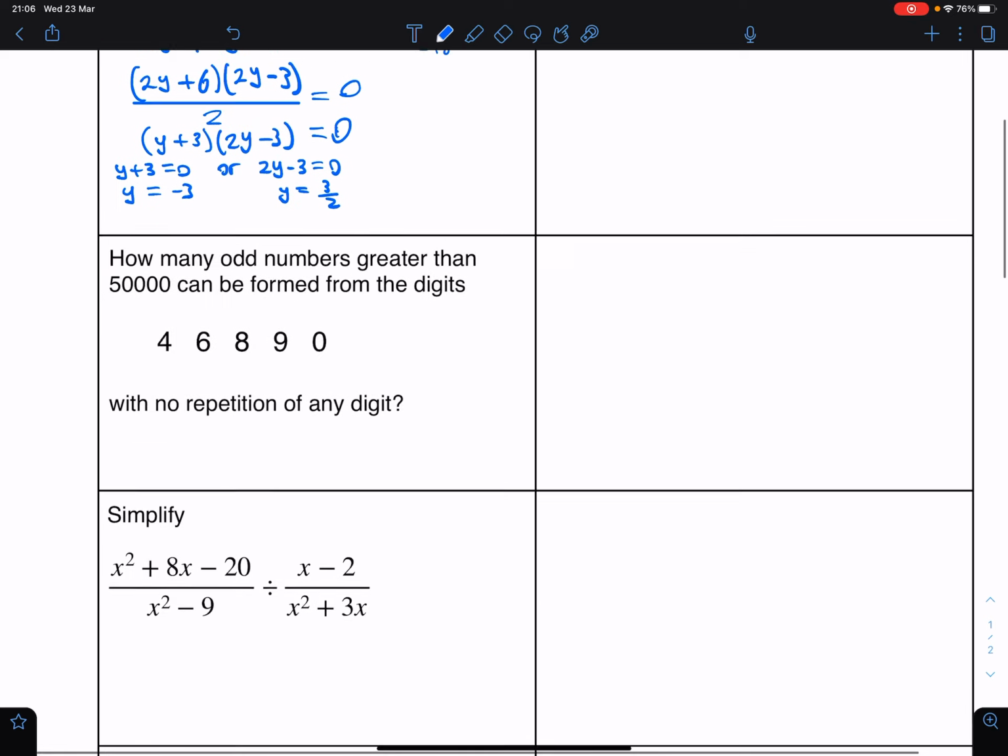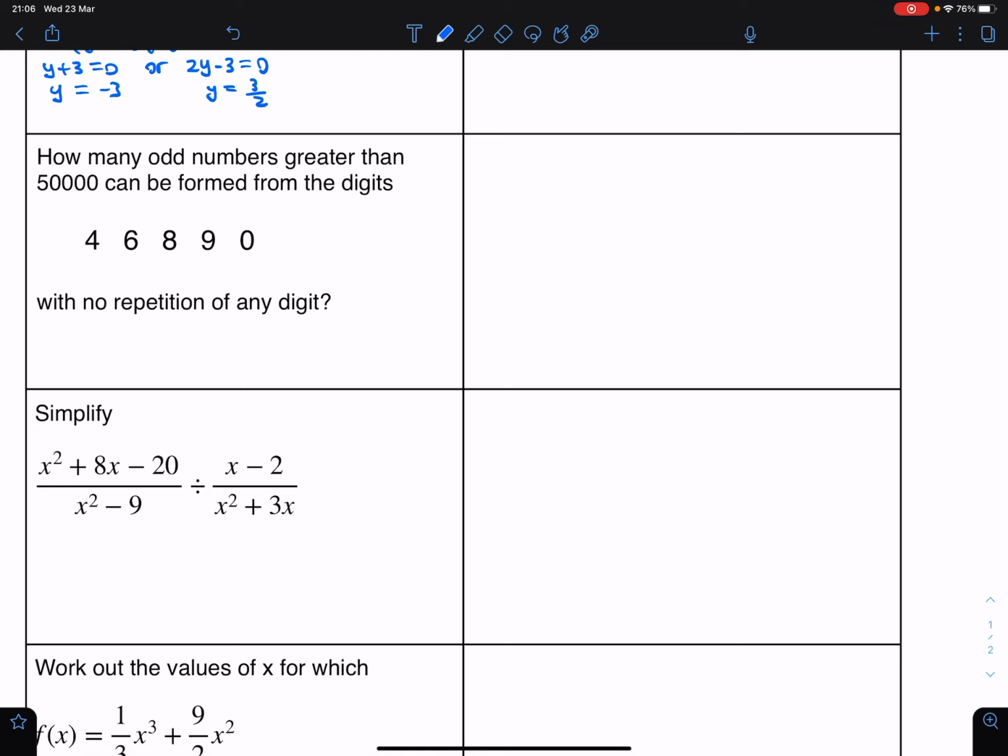First question done. Next, how many odd numbers greater than 50,000 can be formed from the digits, with no repetition of any of the digits? Okay, so first things first, we can see that we've got 5 digits. So if our number is to be bigger than 50,000, the first digit has to be one that's greater than 5. Okay, so in our first option, we have how many different options? We could put the 9 there, we could put the 8, and we could put the 6, because they're the ones that are greater than 5. Any other number, and you'd form a 5-digit number that is smaller than 50,000.